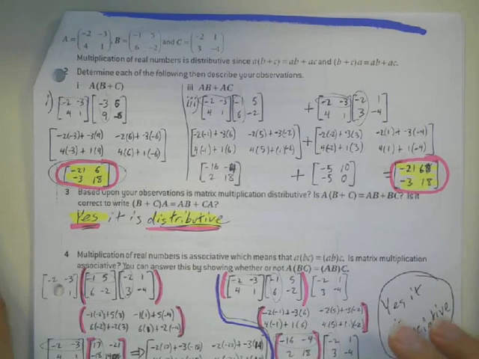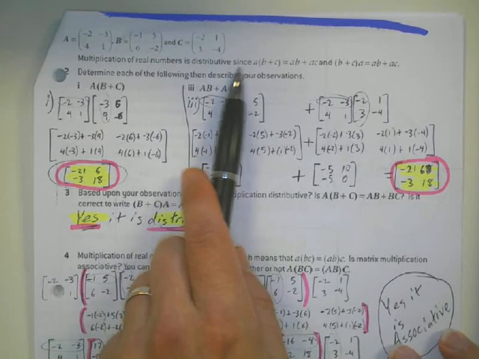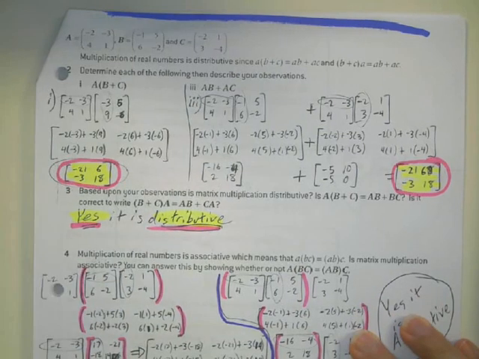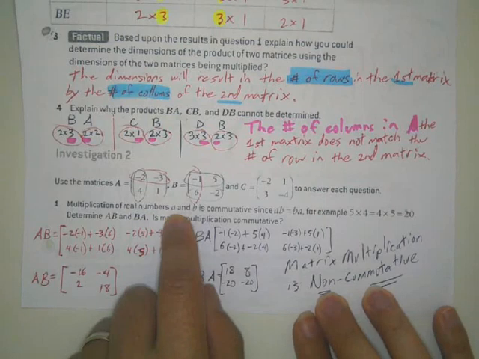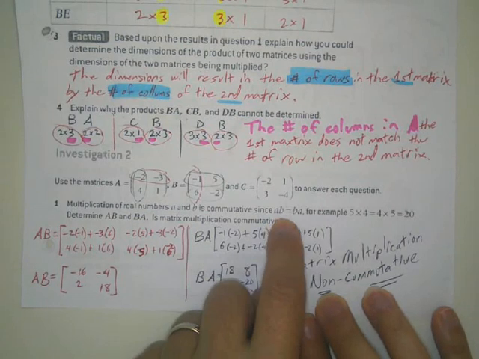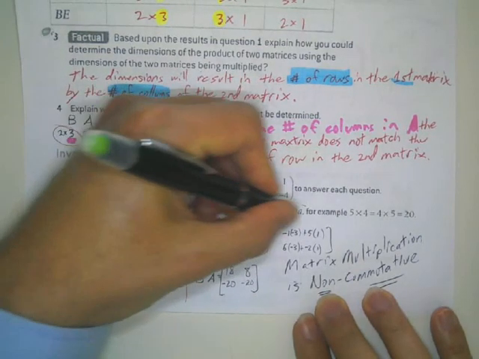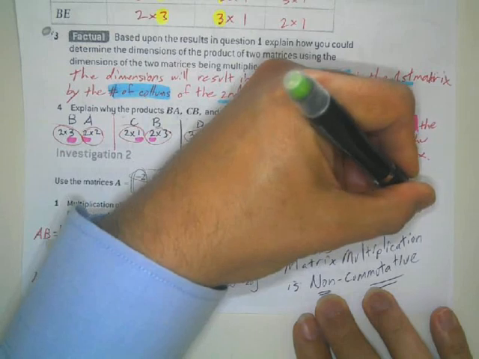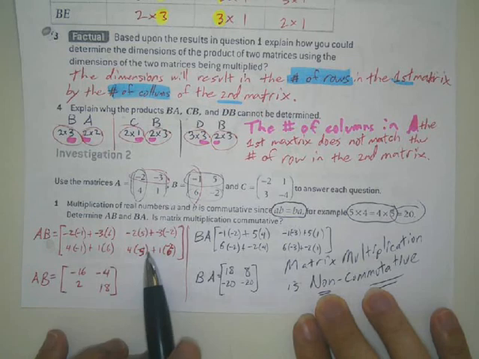Okay, so multiplication of real numbers is distributive. Okay, what does distributive mean? So I've got A times B plus C. Oh, wait, I just missed something very important. I'm going to go back. Okay, so multiplication of real numbers is commutative. So I have A times B equals B times A, right? So for example, if I've got 5 times 4, that's the same thing as 4 times 5, right? Now the question is, does this work with matrices?